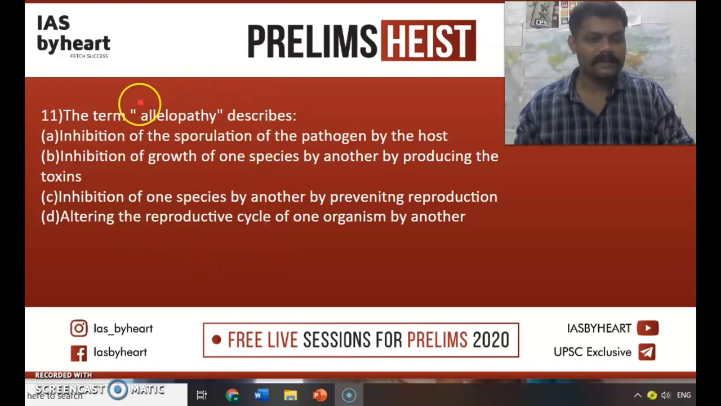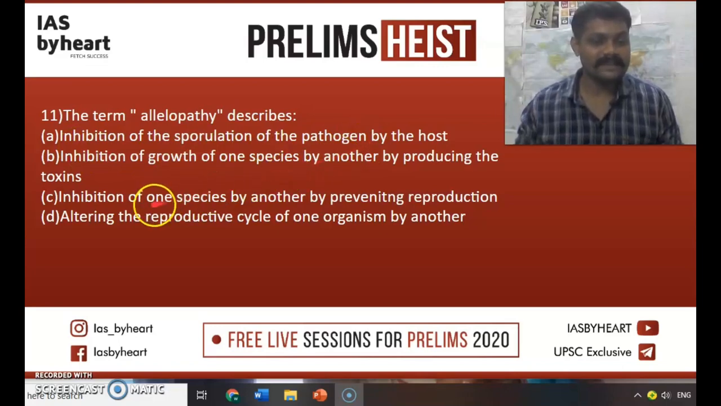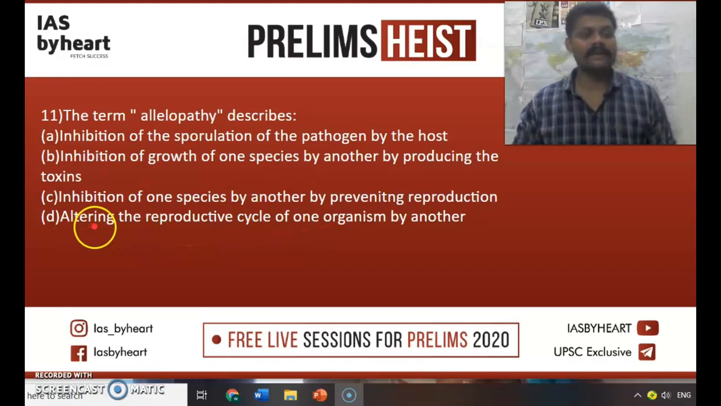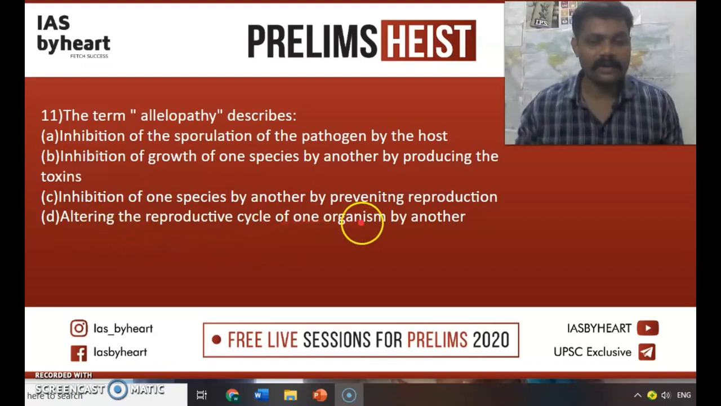Here, the term allelopathy doesn't mean the sporulation of the pathogen, and it doesn't mean inhibition of one species by another by preventing reproduction. So options A and C are wrong. Option D is also wrong, because it says altering the reproductive cycle of one organism by another. This is not the function of allelopathy. Then what is meant by allelopathy?